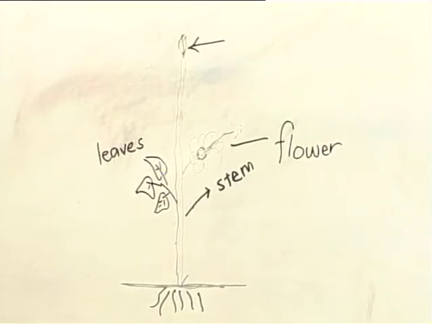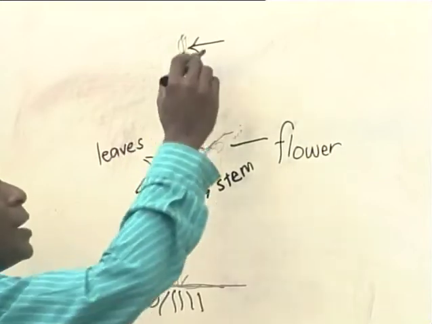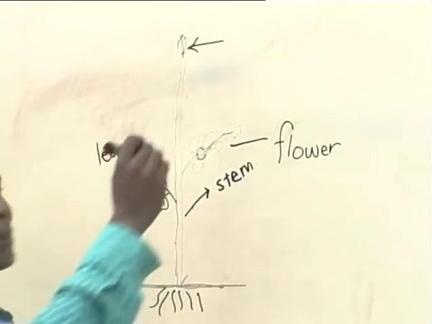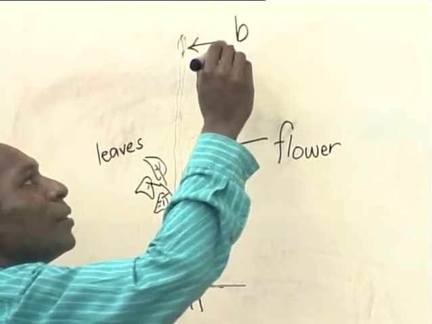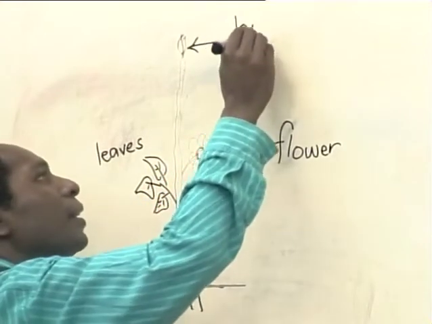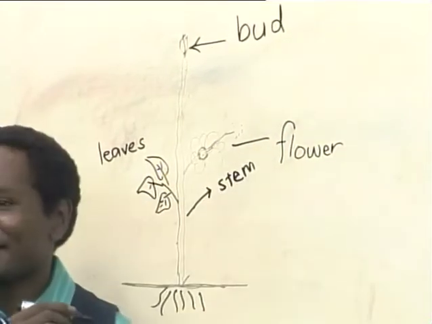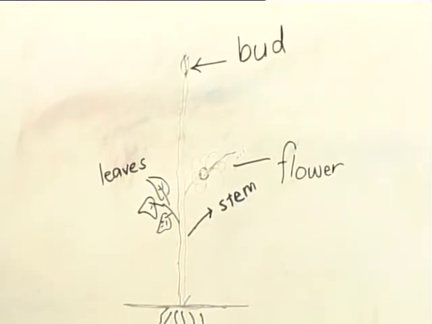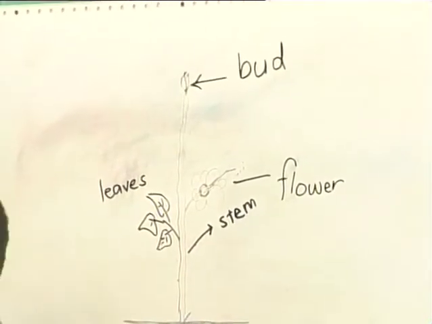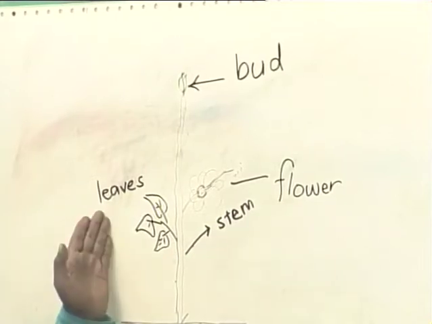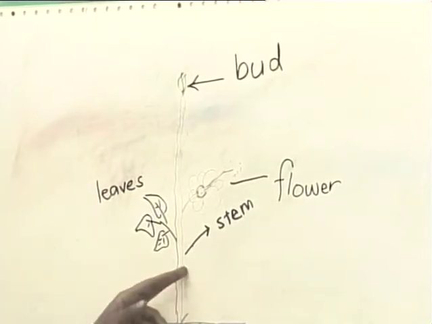Okay, Jason says it's a shoot. Of course, it's a shoot, but this shoot is called a three-letter word. It's a bud. Good. That's the bud. Very good. Okay, so we have the bud there, we have flower, we have leaves, we have stem there.